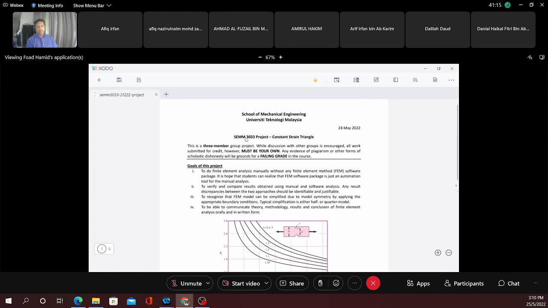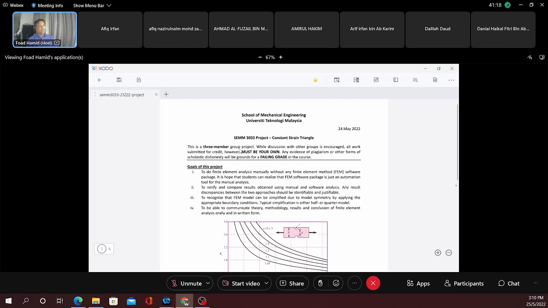So note that this is a 3-member group project. Not more than 3. 3 is maximum. Some of you have 2, but I prefer 3 members. While discussion with other groups is encouraged, all work submitted for credit, however, must be your own.